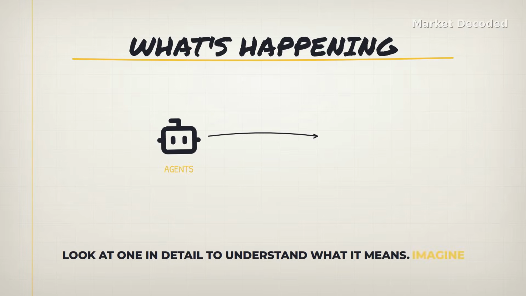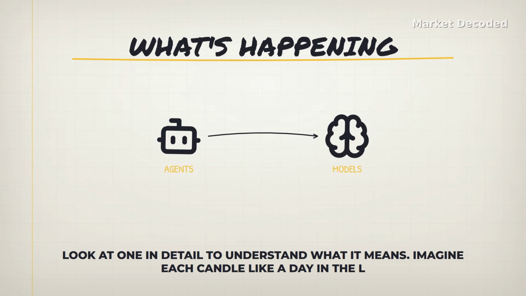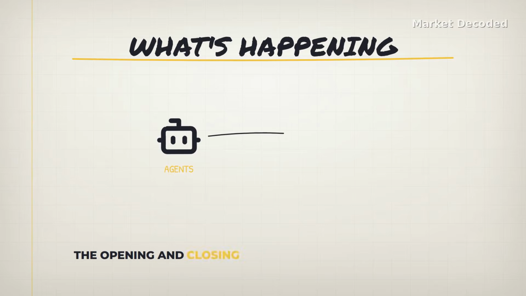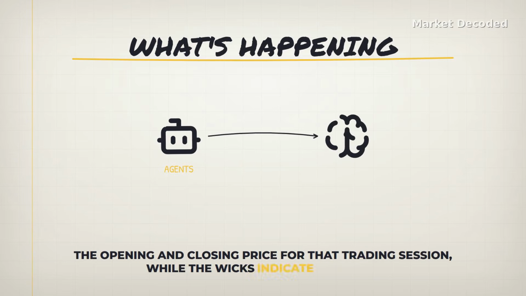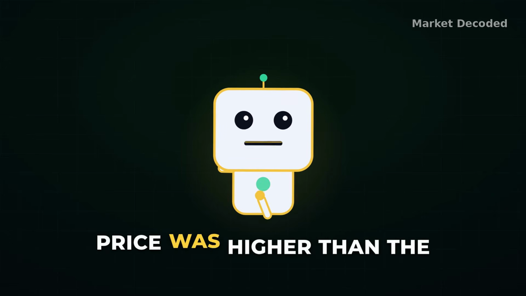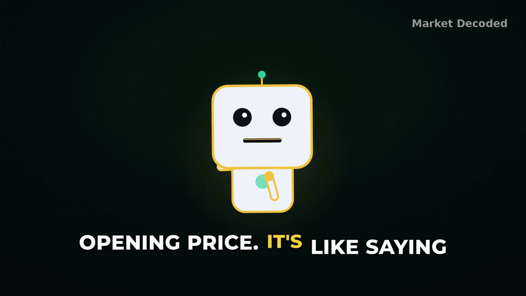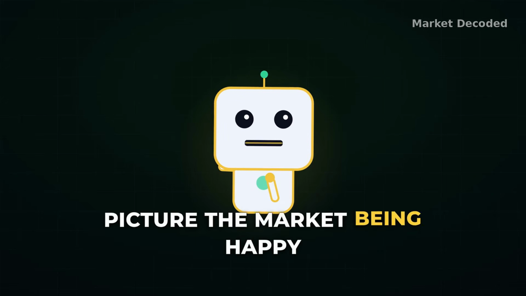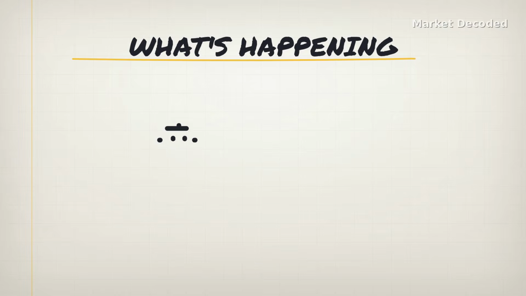Imagine each candle like a day in the life of a stock or cryptocurrency. The body of the candle shows us the opening and closing price for that trading session, while the wicks indicate the highest and lowest prices reached. Now, let's say we have a green candle, which is also known as a bullish candle because it means the closing price was higher than the opening price. It's like saying the stock had a good day today. You can almost picture the market being happy at the end of that session, driving prices up.